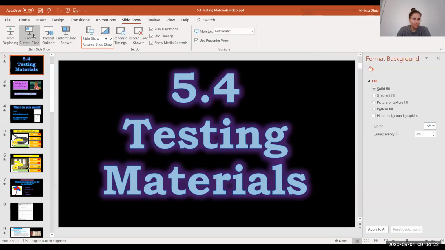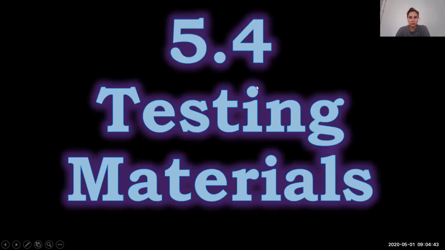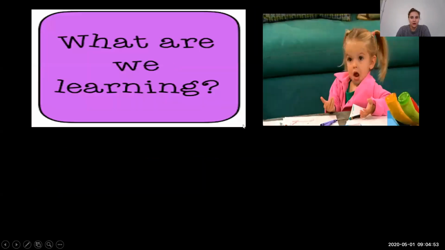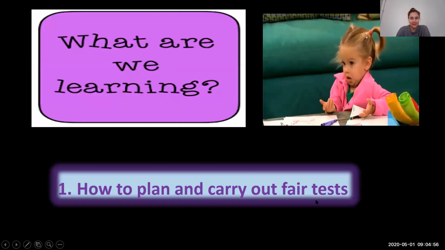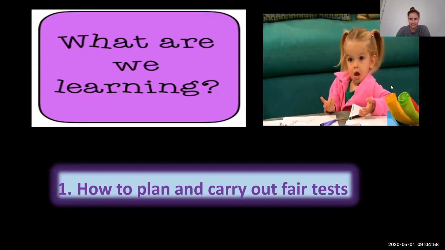Okay, today we're going to carry on learning about materials. So we've already learned about different types of materials, the properties of materials, why materials are useful. Is it a silly or sensible material to make an object out of? There are different reasons why we choose materials to make certain things. And then today we are going to test some materials. So we're going to do an investigation. We're just going to learn how to plan and carry out some fair tests.